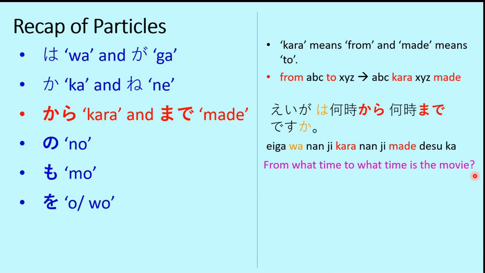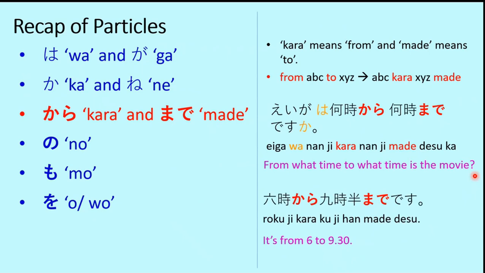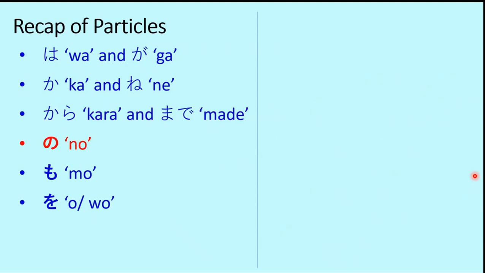Very popular example, nanji kara nanji made. Eiga wa nanji kara nanji made desu ka? From what time to what time is the movie? Rokuji kara kujihan made desu. It's from 6 to 9:30. So kara and made are particles basically used to denote from and to. From something or from somewhere to something or somewhere or sometime.